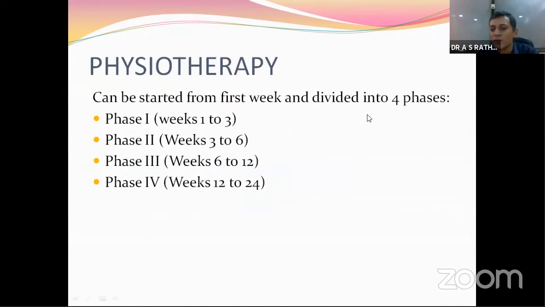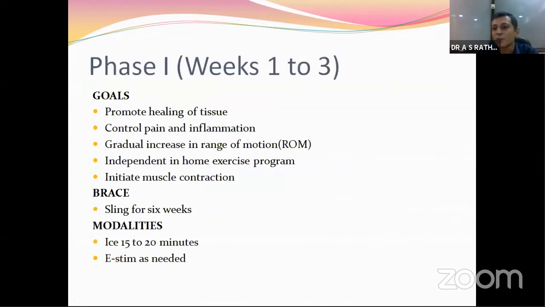And physiotherapy can be divided into 4 phases after first week. In the first phase, which is from first week to 3 weeks, our goals are to promote healing, control pain and inflammation, gradually try to increase range of motion, educate the patient for a home exercise program so that they can do it independently, and initiate muscle contraction.